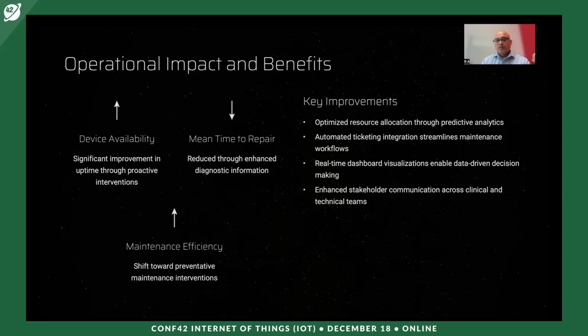And so we develop the reports and dashboards that enhance stakeholder communication across the clinical and technical teams. So those are the major key improvements and benefits of this solution.